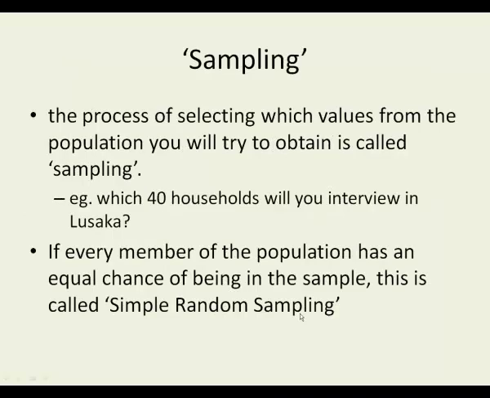Right, we've zipped along to here. Now we'll think a bit more about the details of it. Well, sampling is this process then. When you've got a population you want to say something about, how are you going to decide which ones you actually talk to or get data from? So which 40 households do you interview? The simplest one is if every member of that population has got an equal chance of being in the sample before you start taking it, then that's known as simple random sampling.